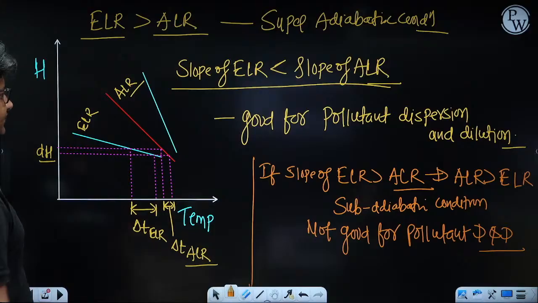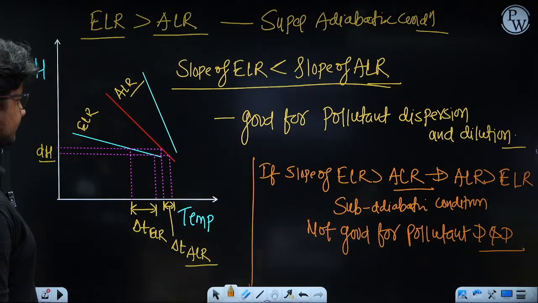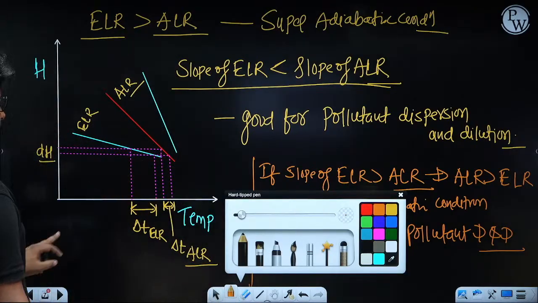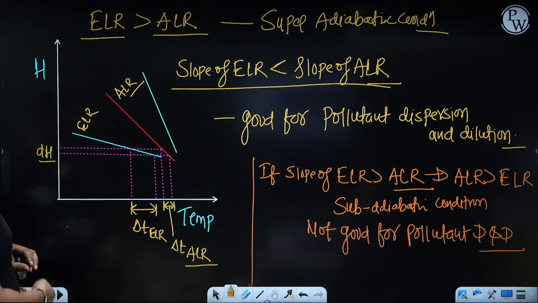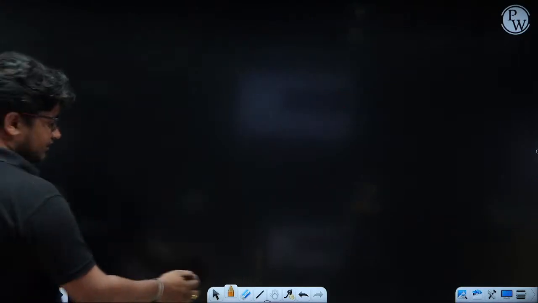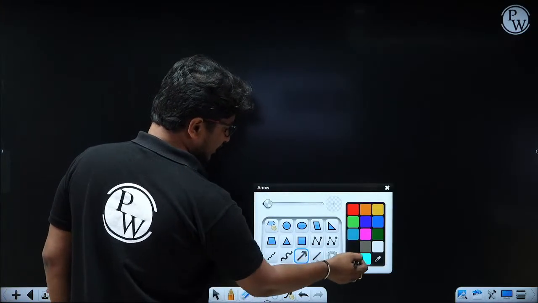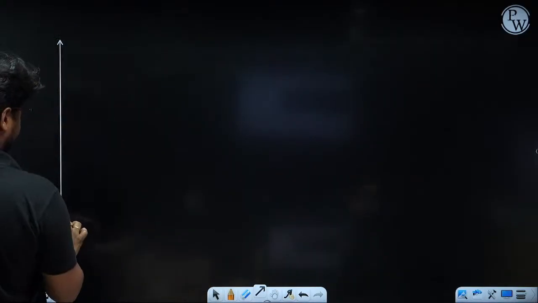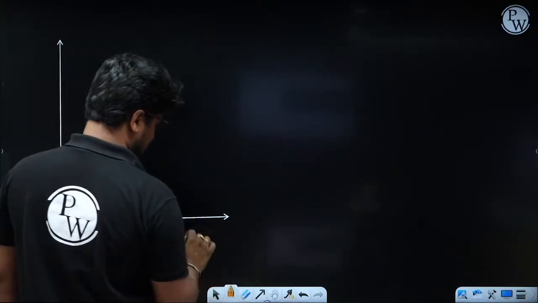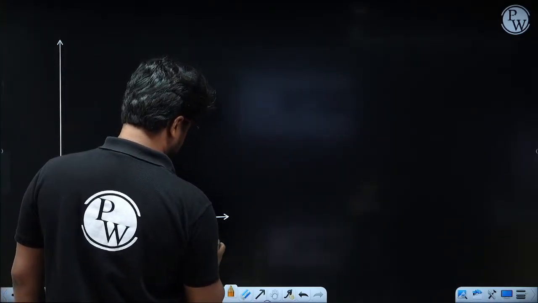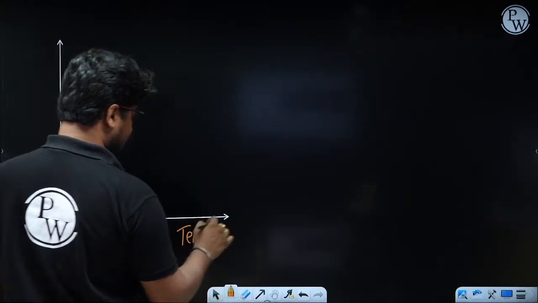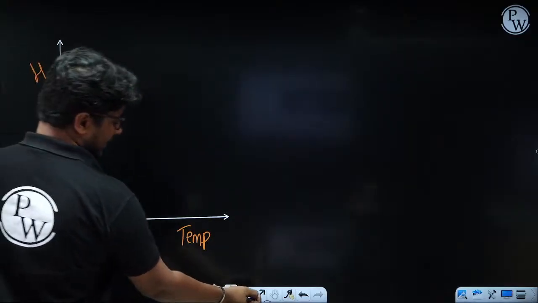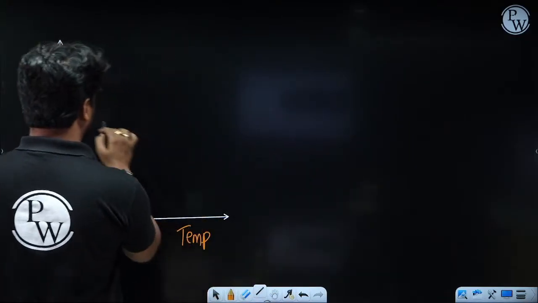There is a third case also. I think in the same diagram, if I draw, it will become too crowded. I don't want to make it. So it's better, let us draw a new diagram. This side you have temperature. This side you have altitude, so I'm using it as H. As we know, the ALR will be constant.